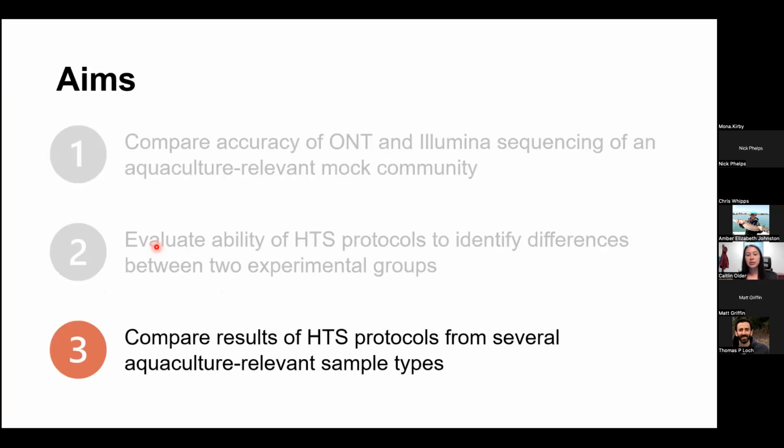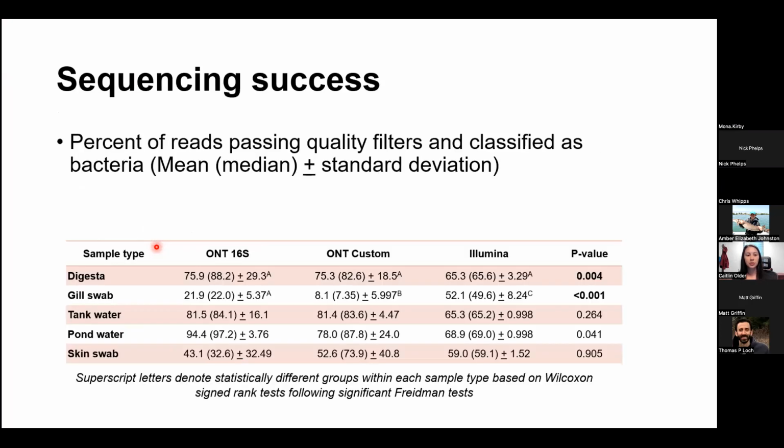The last aim, we wanted to look at real samples that are of relevance to aquaculture research. So first, we're looking at the sequencing success, which is presented as the % of reads that pass the quality filters and were classified as bacteria. The digesta and the gill swab both resulted in significant statistical tests. However, only the gill swab yielded significant post hoc tests, as you can see with these superscript letters.